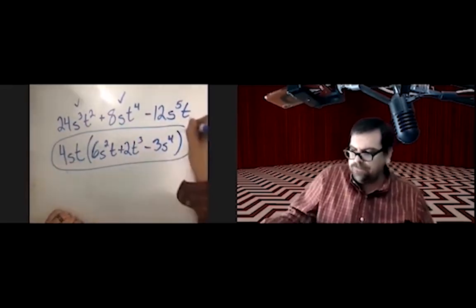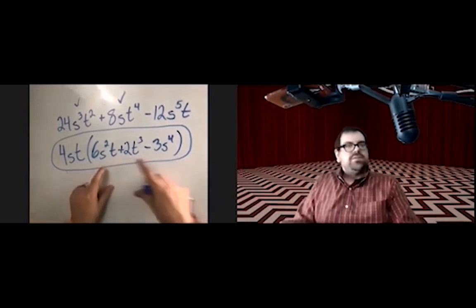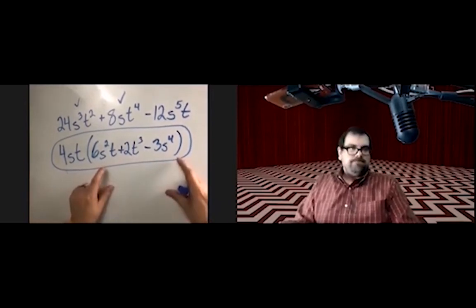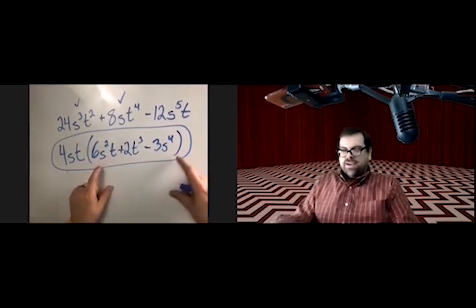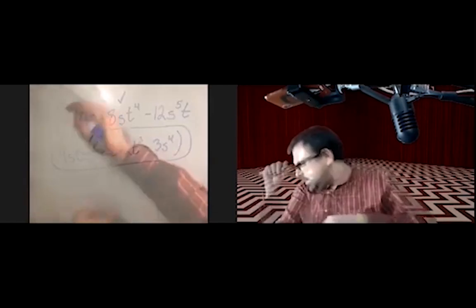That's our factored form. Looking in the leftover piece, there is nothing else that we can factor out. So this is completely factored. That means that is our final factored form.